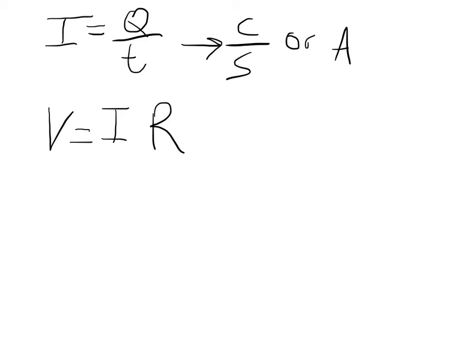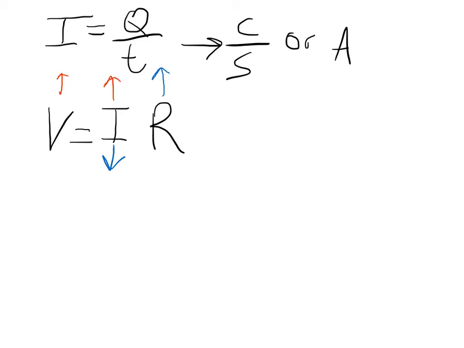But some important things to note. Whenever voltage goes up, current goes up with it. They perform the same. They have a direct relationship. However, whenever resistance goes up, current goes down. They have an inverse relationship.